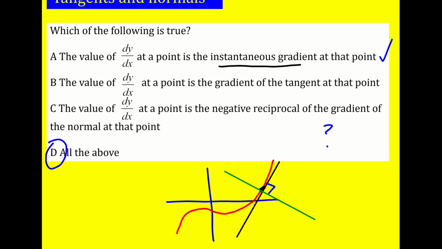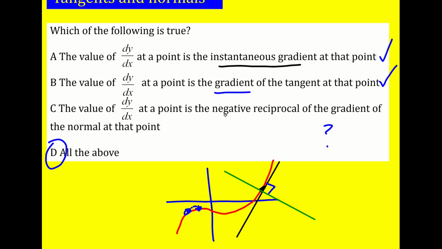The value of dy by dx at a point is the gradient of the tangent at that point. Although we had this method for finding dy by dx, where we had 2 points and we brought them closer and closer together, it's equivalent, it gives us the gradient at the point, and the tangent, because it just glances off, does have the same gradient as the instantaneous gradient at that point. So B is correct as well.